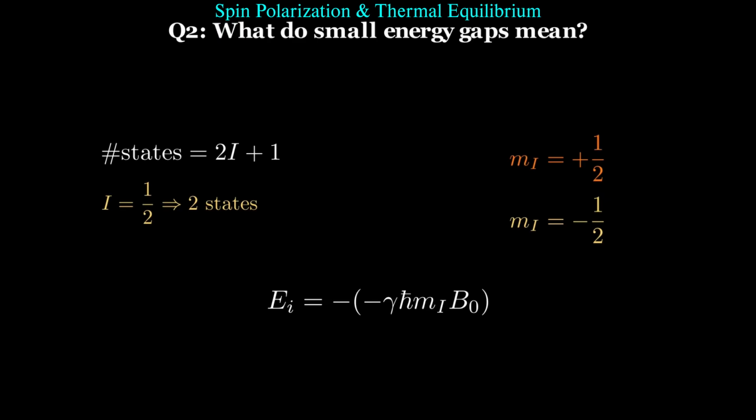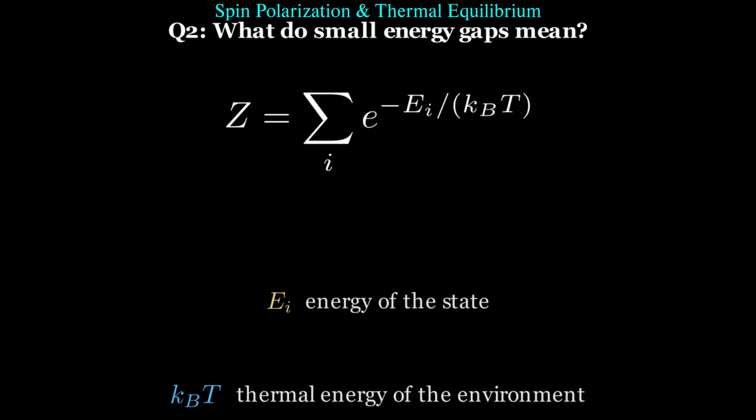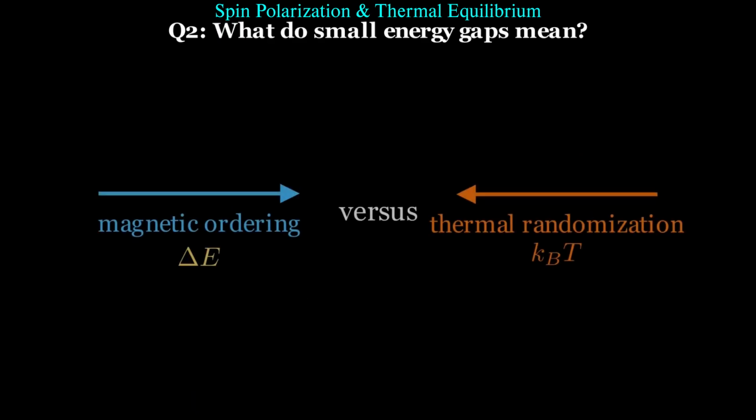For a spin half nucleus, we just have two energy states given by this formula. We label these states as Mi, as they're projections of the nuclear spin onto the z-axis. So the energy of each state can be represented by E equals negative gamma h bar Mi B0. On the bottom, we have kT, the thermal energy of the environment. So the real competition is between the magnetic ordering and the thermal randomization.